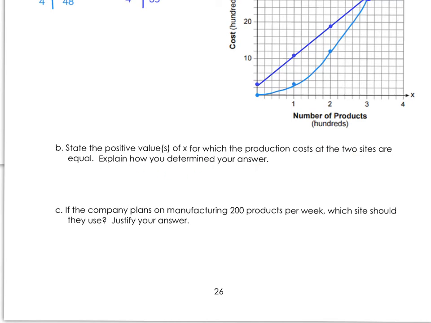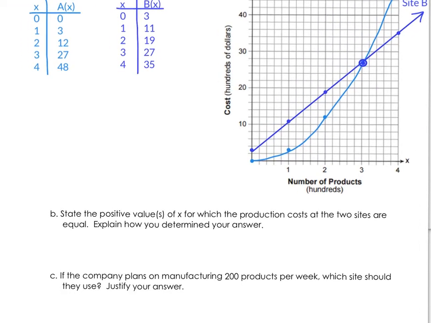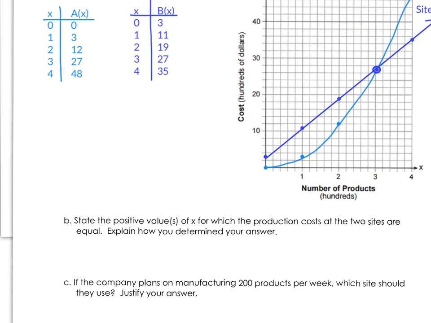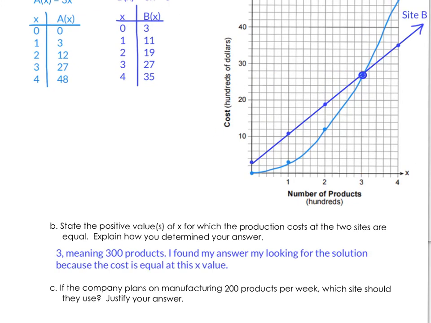Well, if I look back, we already talked about when they are the same. When will the cost be the same? Well, that's where they intersect. At this x value right here of 3, I can see that they have the same cost in hundreds of dollars. So I just wrote that my answer is 3, which means 300 products. I found my answer by looking for the solution because the cost is equal at this x value.